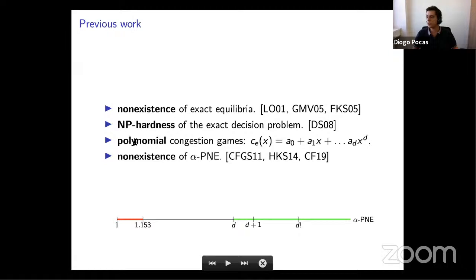Within this line of work, many people have looked at polynomial congestion games, where the cost functions are polynomials of degree at most d. We get some positive results there. We know that approximate equilibria exist for alpha equal to d, where d is the maximum degree of the polynomial. On the negative side, the only thing we knew was a constant lower bound: we knew that 1.153-approximate equilibria did not exist. This was from the work of Hardness et al.